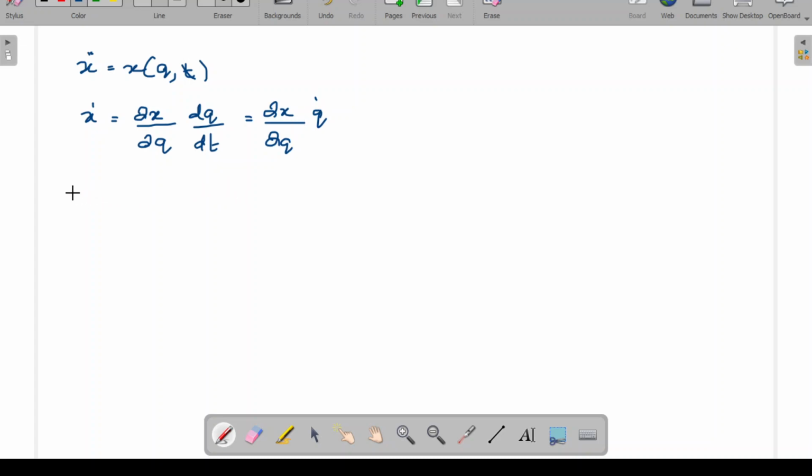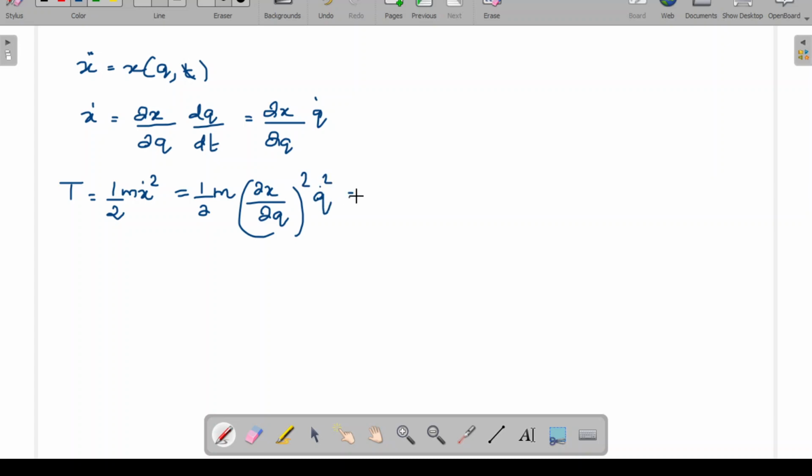So then I can write the kinetic energy of the system, which we have been talking about. We have already written the potential energy. Then the kinetic energy can be written as half m x dot square. You know that. So that is half into m into x dot square. We can substitute this. So I can write dou x by dou q the whole square into q dot square.